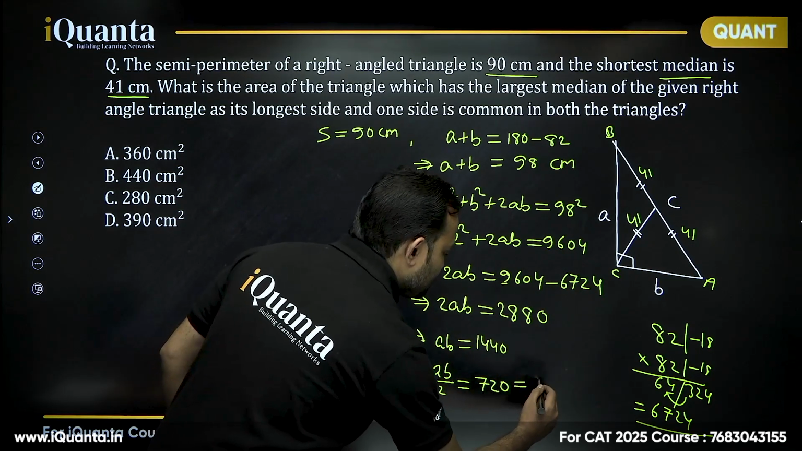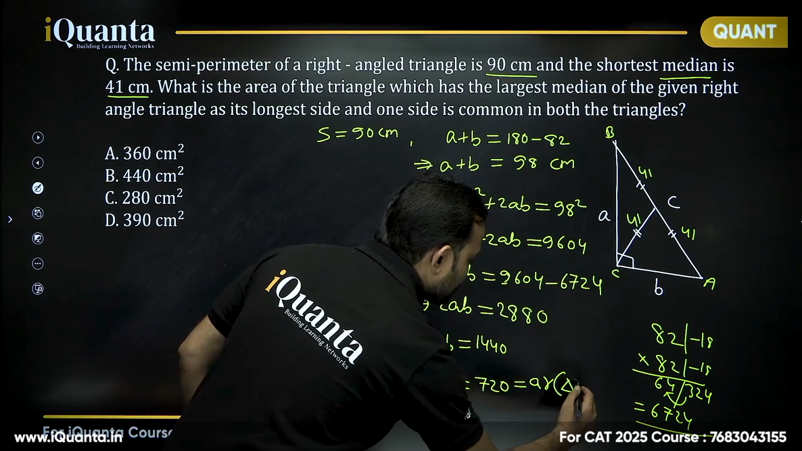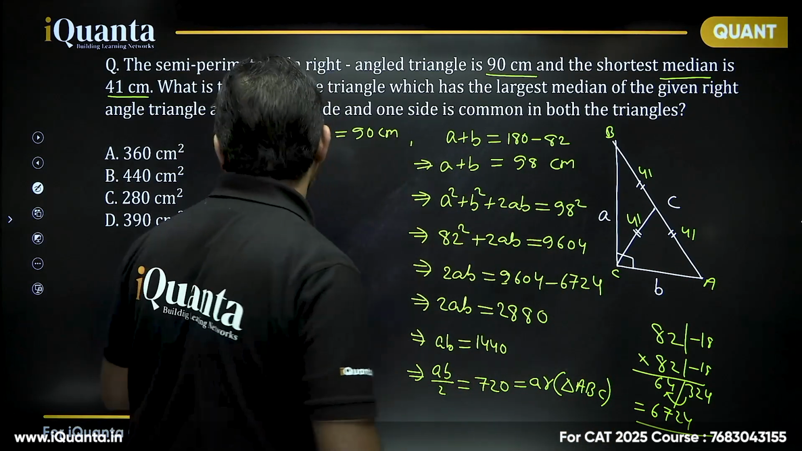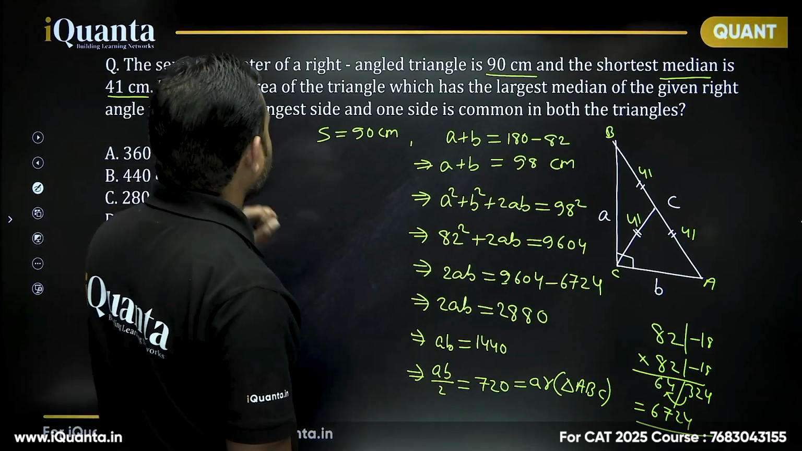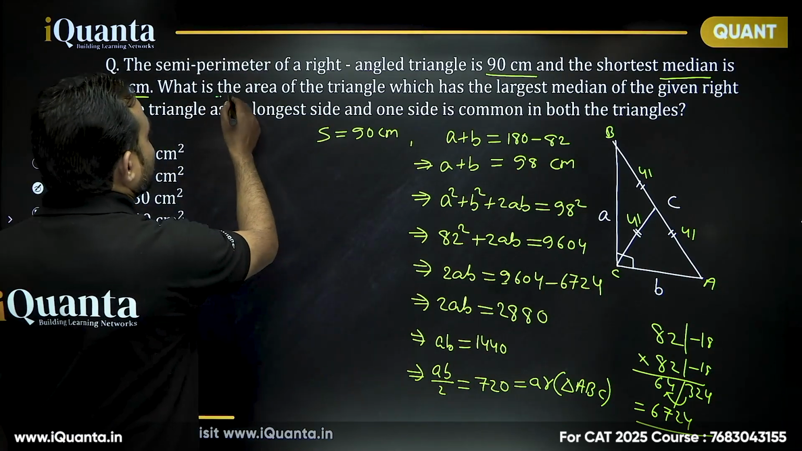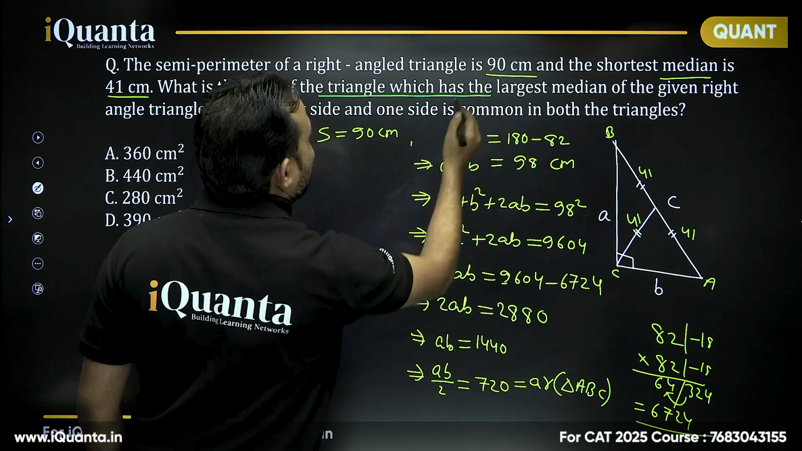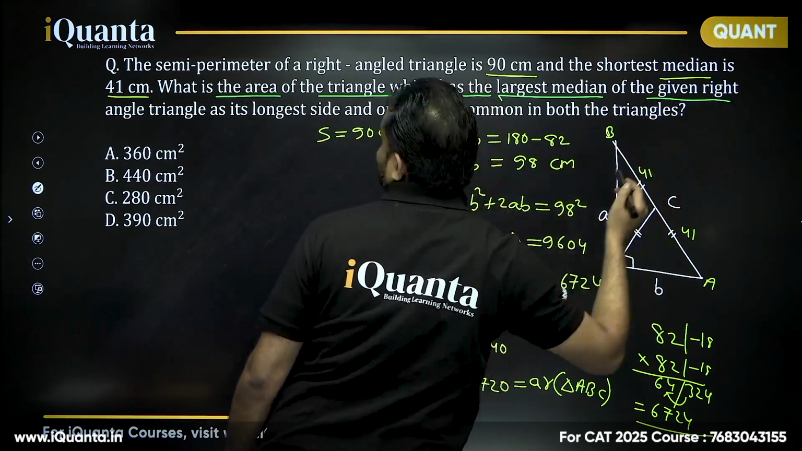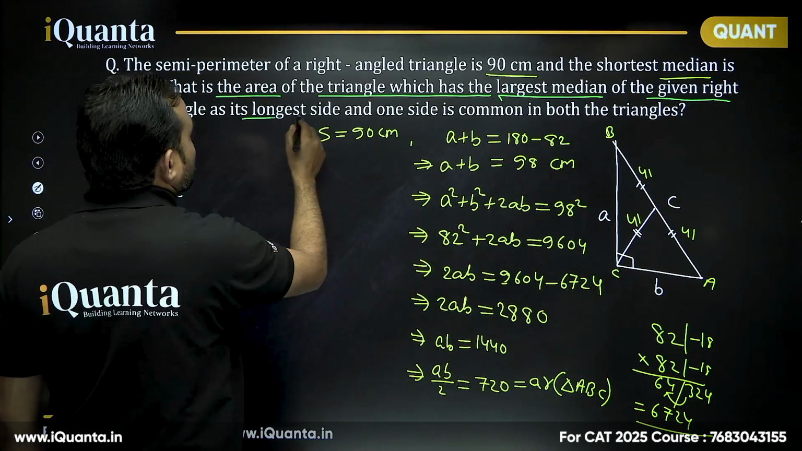This is nothing but area of triangle ABC. Now let's continue with this question. It says, what is the area of the triangle which has the largest median of the given right angle triangle as its longest side?